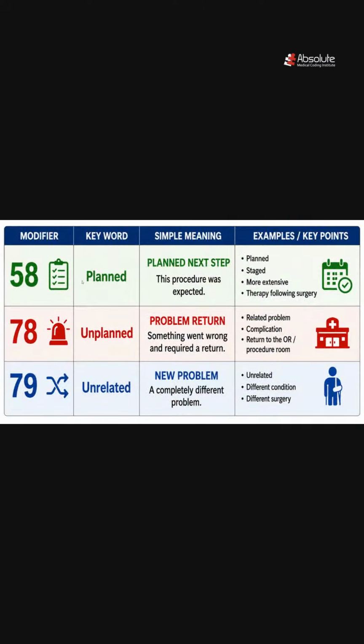So I want to end things by reviewing. Modifier 58 is planned or staged, more extensive therapy following surgery. Modifier 78 is unplanned. Now that problem is related to the original, but a complication took place and it required that patient to return to the OR. And modifier 79 is unrelated. It's a whole different condition or a different surgery.